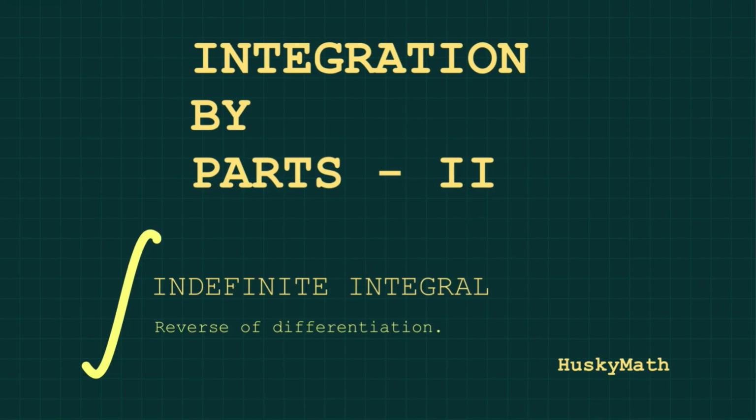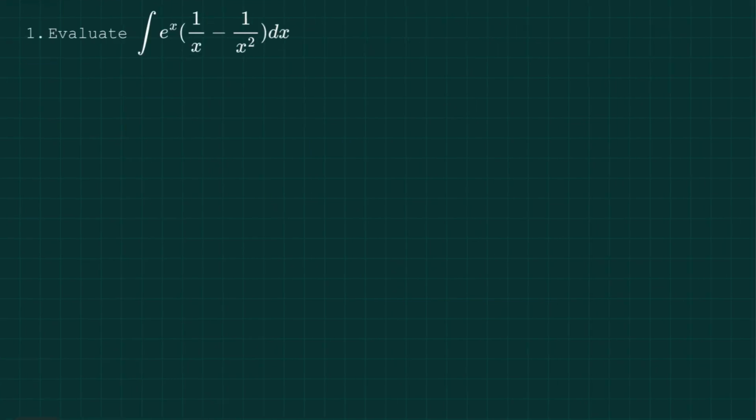Today we will continue our integration by parts. This is part 2 of this particular topic. So let's continue. Question 1. Integrate e to the power x into 1 over x minus 1 over x square dx.